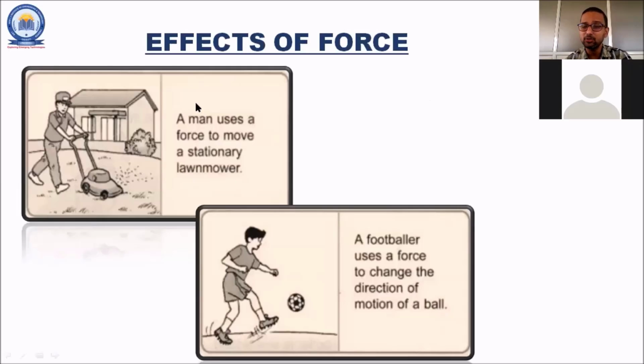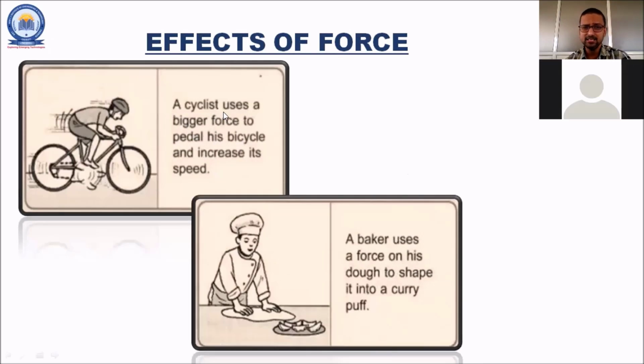I am giving you some of the pictorial representations of the effects. You are already well aware about the different effects of the force. The first image is showing a man using a force to move a stationary lawn mower for gardening purposes. A footballer uses a force to change the direction of motion of the ball while playing football. The cyclist uses a bigger amount of force to pedal his bicycle and increase the speed. A baker uses a force on his dough to shape it into a curry puff or to give a particular shape. So these are some of the simple effects of the force.